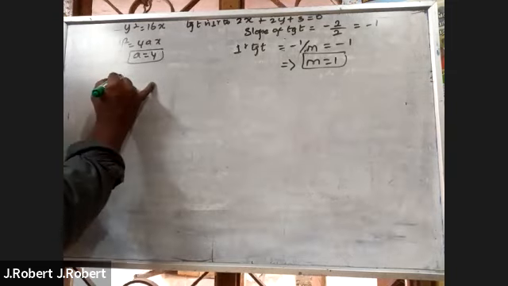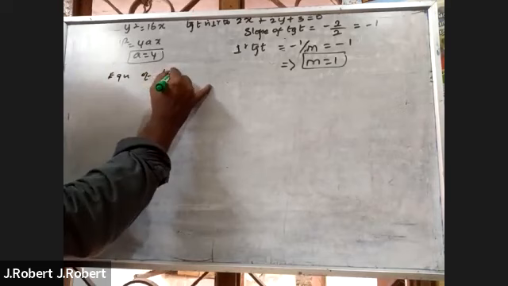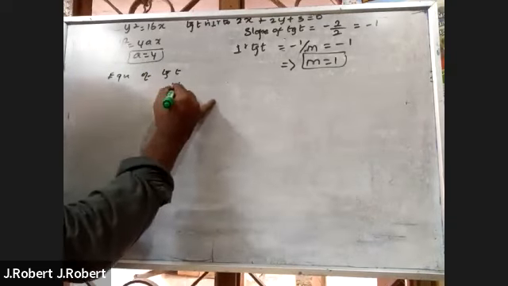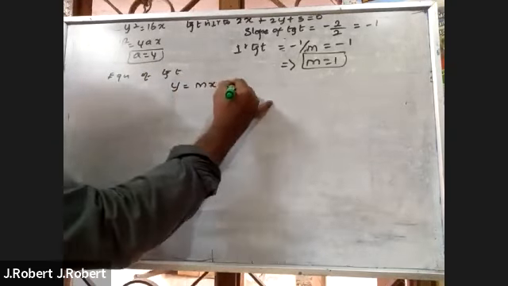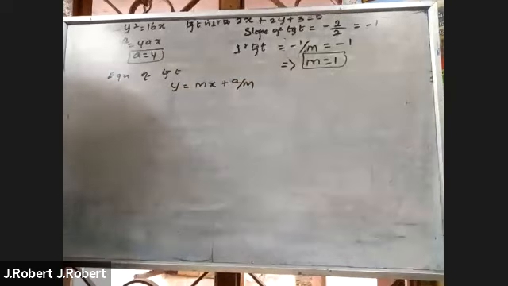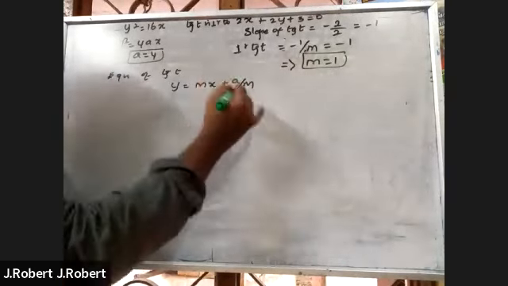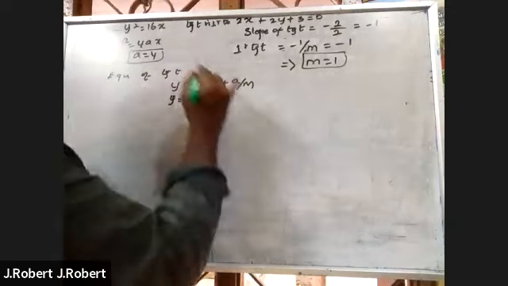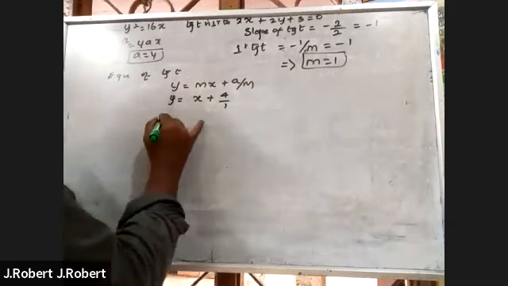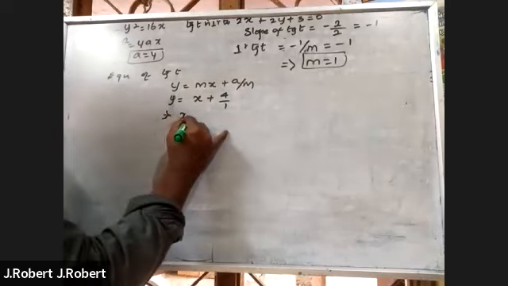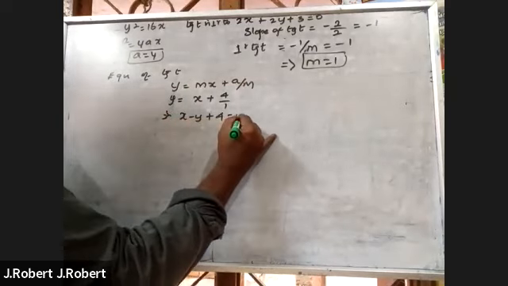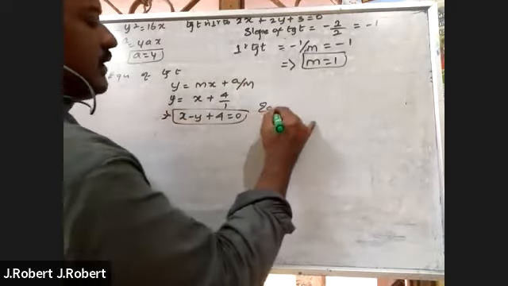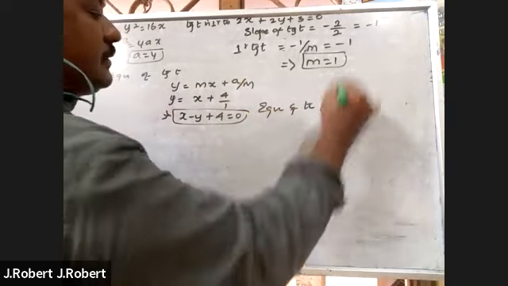So the equation of the tangent, usually it is y equal to mx plus c, but instead of c, the condition is mx plus a by m, because this is a parabola. So I am putting a by m. y is equal to m x plus a by m, which is 4 divided by 1. Now you can rearrange this as x minus y plus 4 equal to 0. This is called the equation of the required tangent.